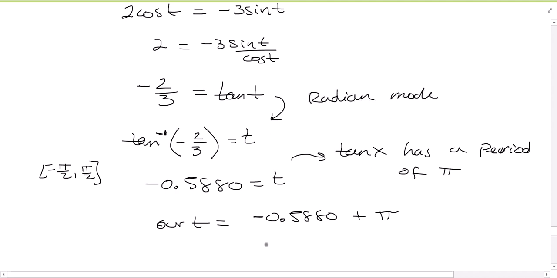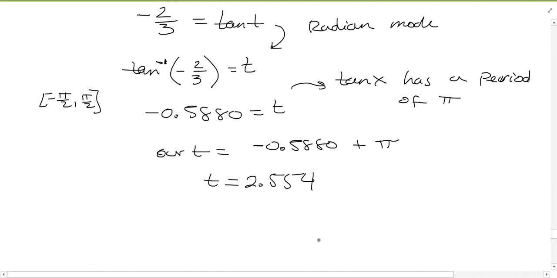And now add pi, and we'll get t equals 2.554, let's say, to 3 decimal places. So that means that this band is going to go through equilibrium for the first time after 2.55 seconds.